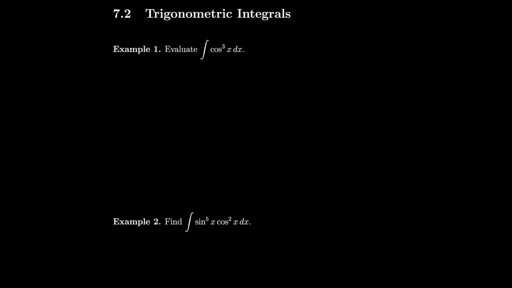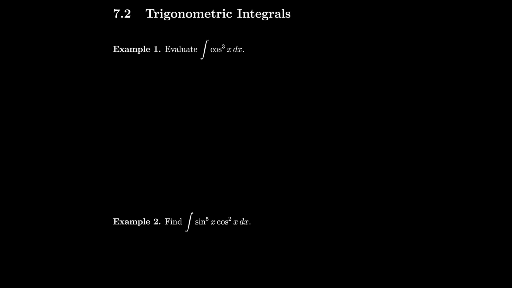Section 7.2, Trigonometric integrals. Let's try evaluating the integral of cosine to the third x dx. Notice that your first thing to try might be u substitution, letting u equal cosine x, but this won't actually help because then du is minus sine x dx, and there is no sine in this integral at the moment. So instead, what if we tried factoring out a cosine?